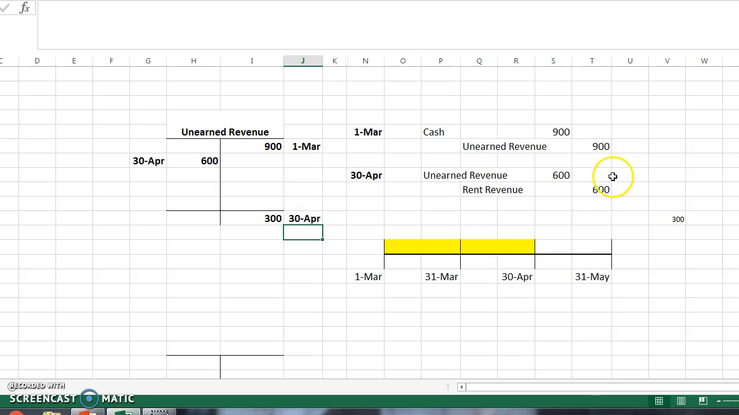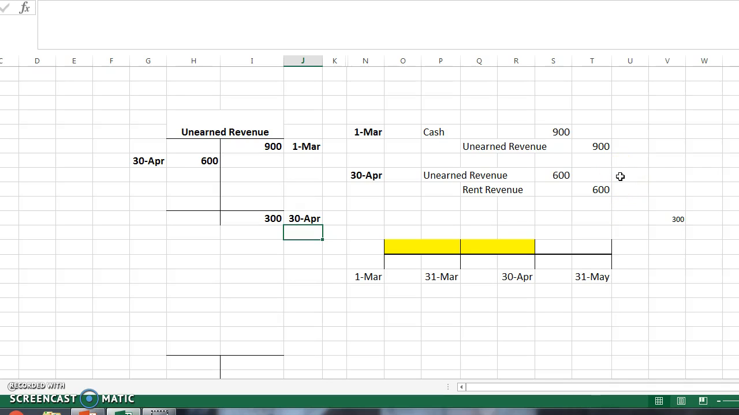Okay. So like we discussed with accruals, it's really important to know that for deferred revenue, what we are doing when we book our adjustment is decreasing the liability of unearned revenue. Okay. And over here, our credit to rent revenue, we're increasing our revenue account.